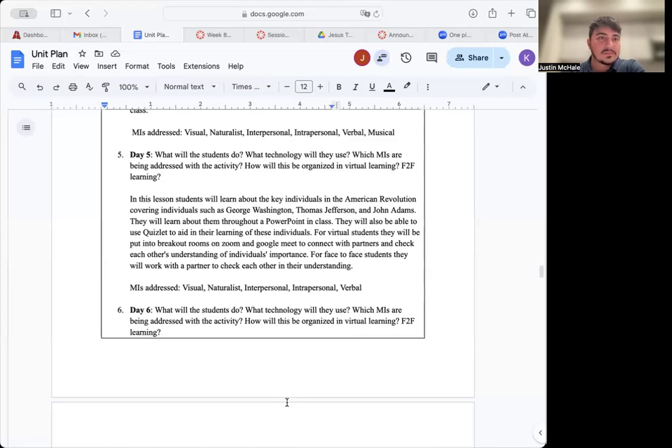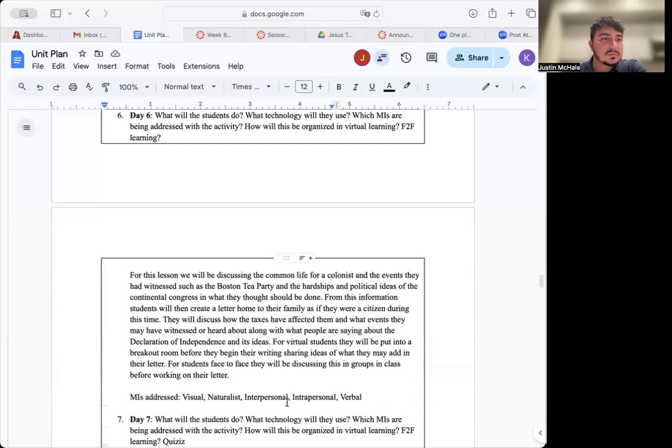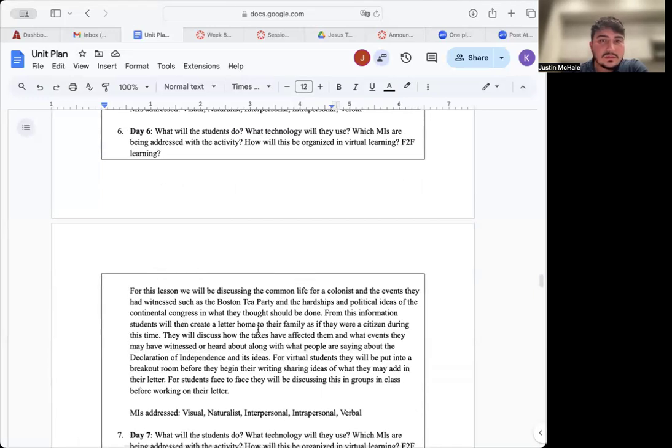For this one, again, for online learners, they'll be doing it in Google Meet, in which they'll be able to work with a partner doing their Quizlet, and face to face, they can do the same. Week six is going to be our, which one is this one? I know this is a project.